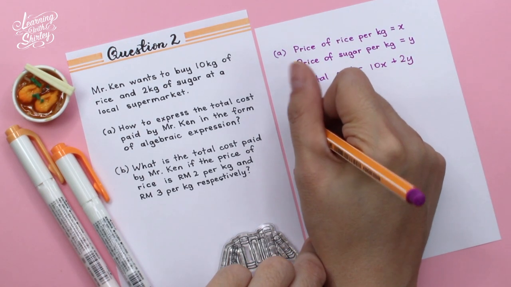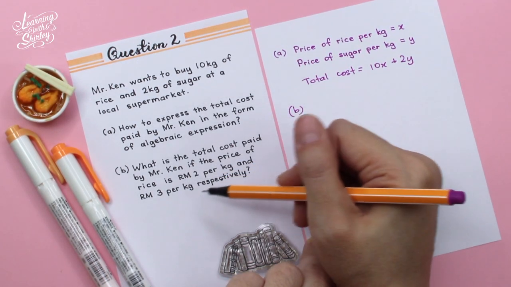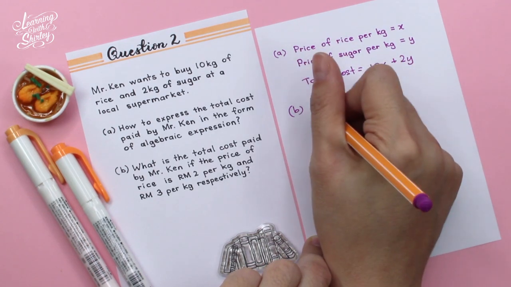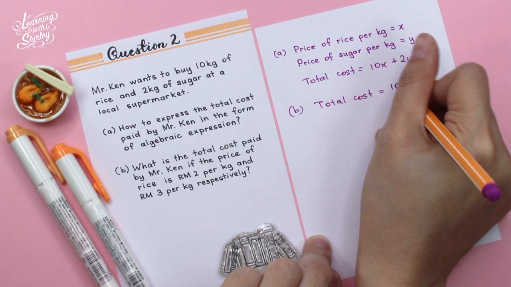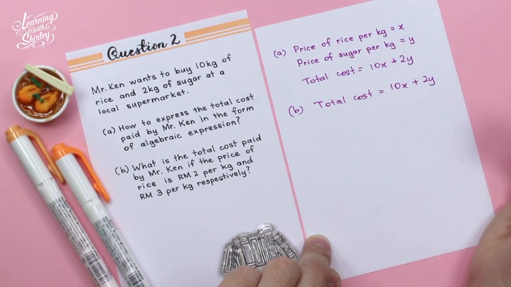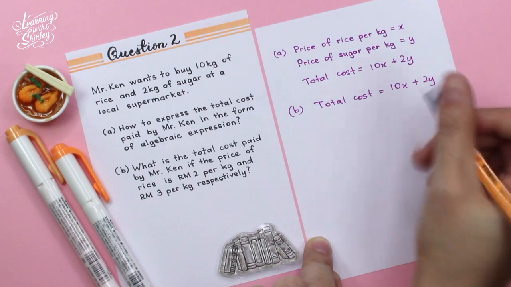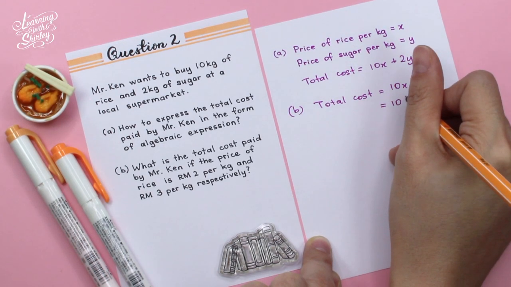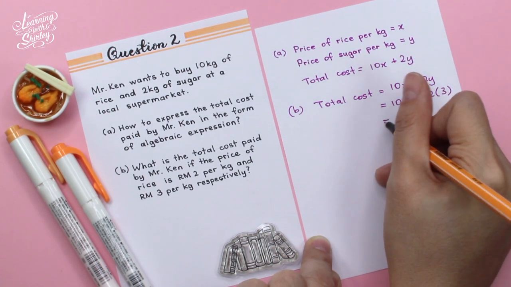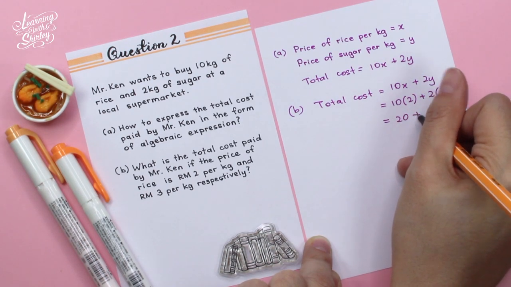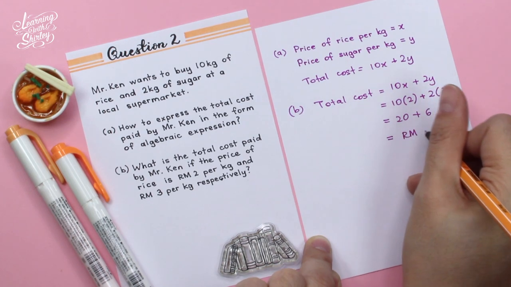Let's look at B. What is the total cost paid by Mr. Ken if the price of rice is 2 ringgit per kg and 3 ringgit per kg respectively? So we're going to write down the total cost again in algebraic expression. Total cost equals 10x plus 2y. In this question, x is 2 and y is 3. So equals 10 multiplied by 2 plus 2 multiplied by 3. 10 times 2 is 20, 2 times 3 is 6. So therefore, the answer is 26 ringgit.